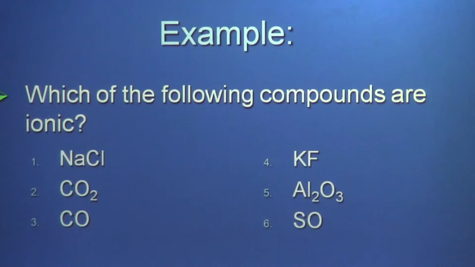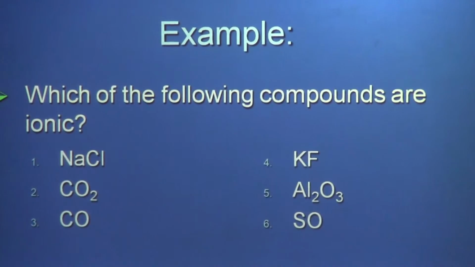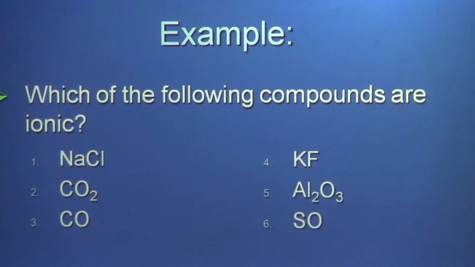How about 2? CO2. What is carbon? And then two oxygens. Carbon, non-metal or metal? Non-metal. What's the rule? Metal and non-metal. So carbon's a non-metal. What's oxygen? Non-metal. Is that an ionic bond? No. How about carbon and oxygen? No.